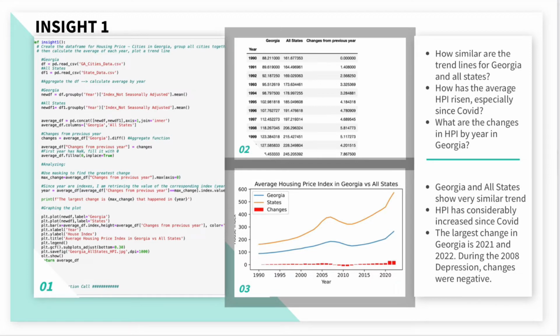Similarly, we group all 50 states, including Georgia, by year and then use the average function to find the average for all 50 states for each year. This analysis is visualized by the orange line graph.